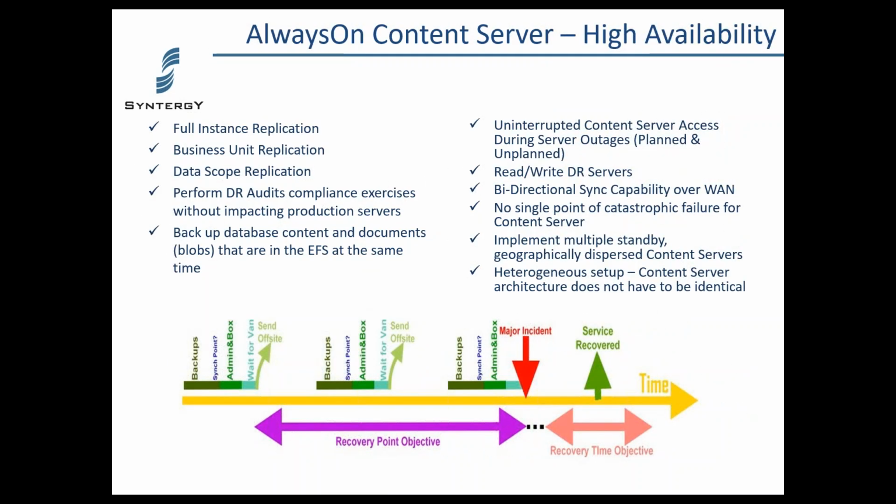Some of the features that you'll see when Sasha does his demo. You can either do a full instance replication, meaning, give me everything my production system's got, or you can be more strategic in terms of, I'm only interested in implementing a business unit replication. So picking certain business units, we see that sometimes. And you can be even more granular in terms of a data scope. So I just want certain kinds of data.